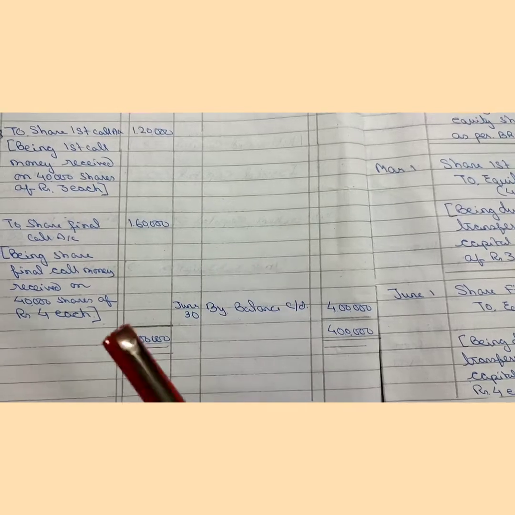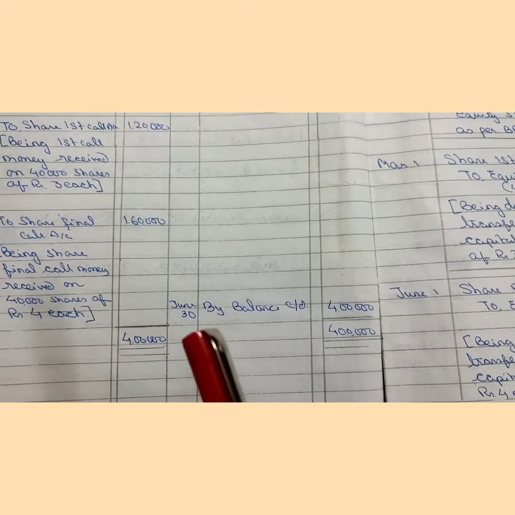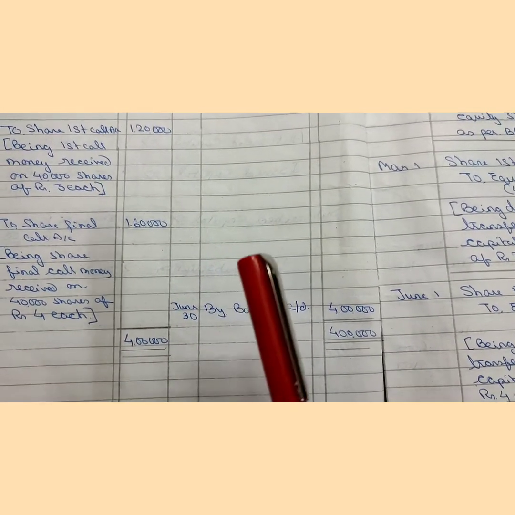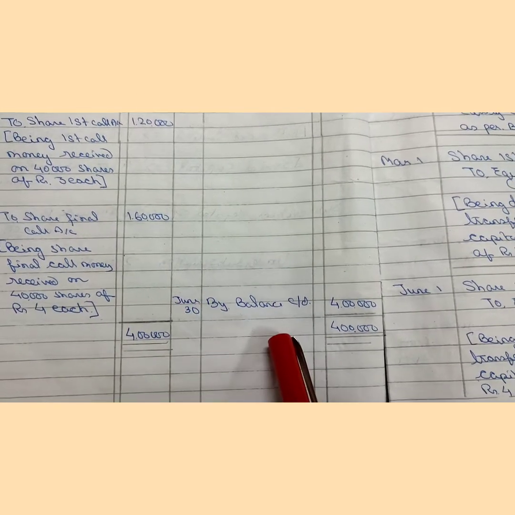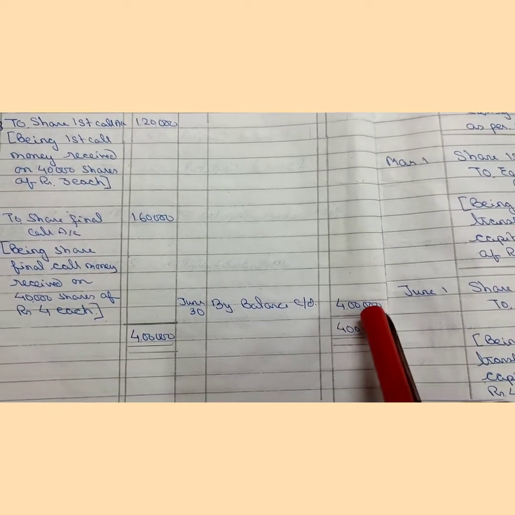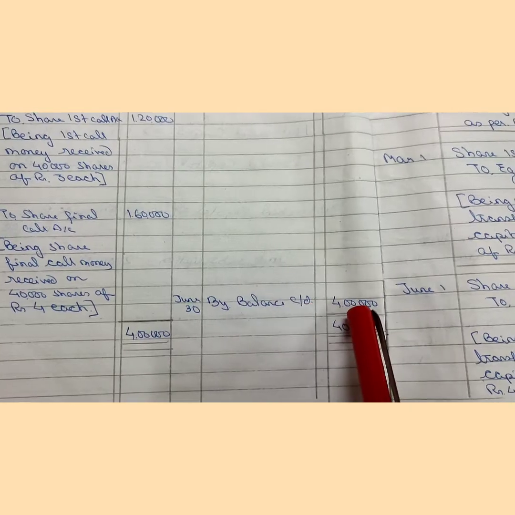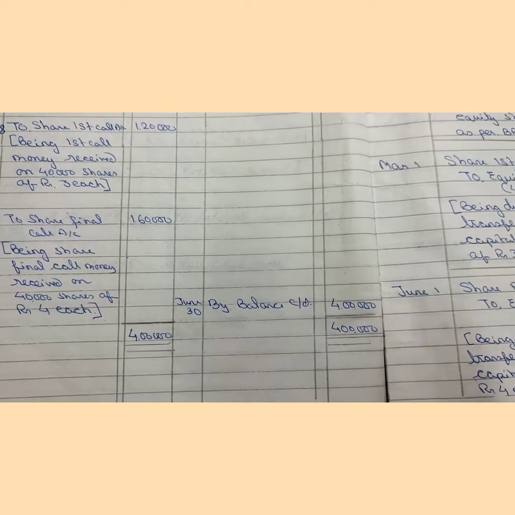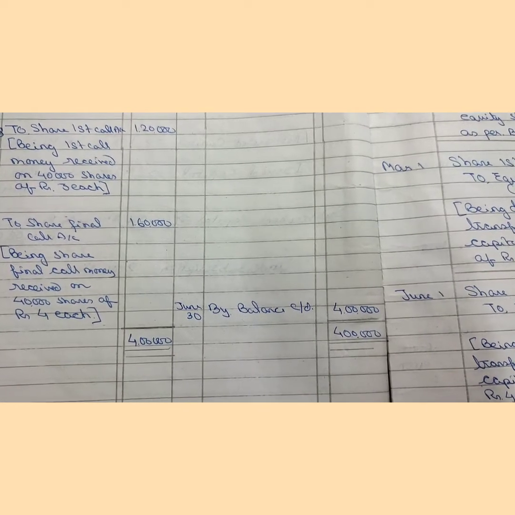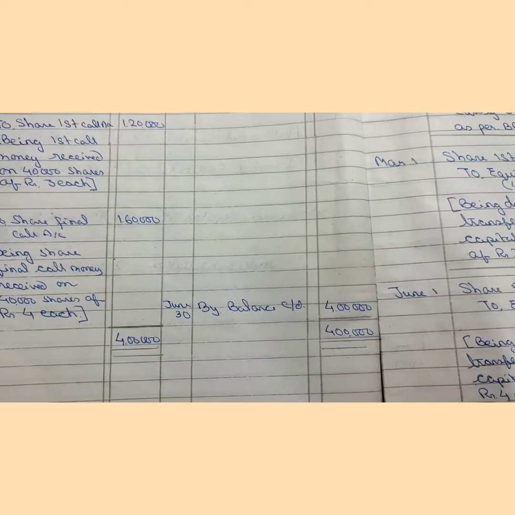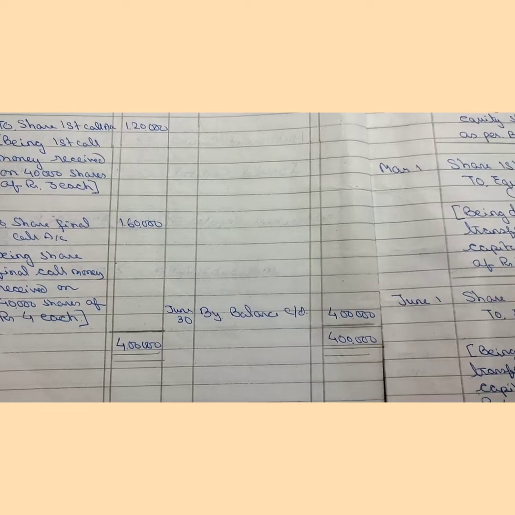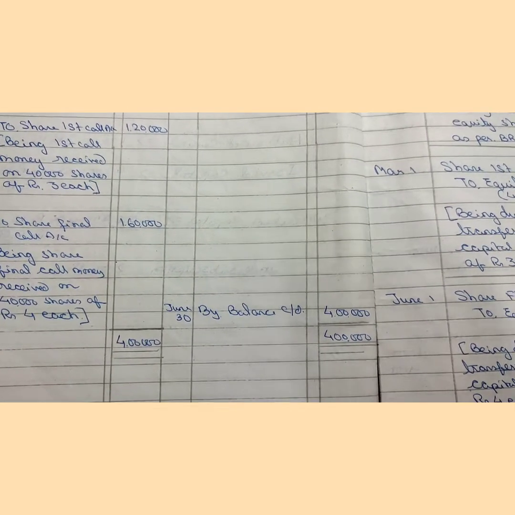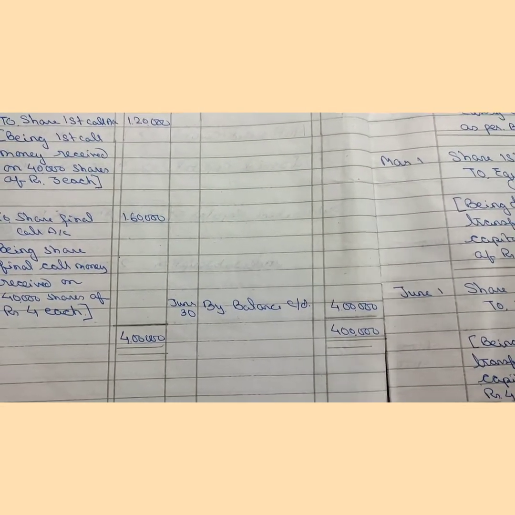This cash book is a part of the total cash book. So this 4 lakh is only for the issue of shares. So the total number of shares is 40,000, so the capital value is also 40,000 into rupees 10, that is 4 lakh.